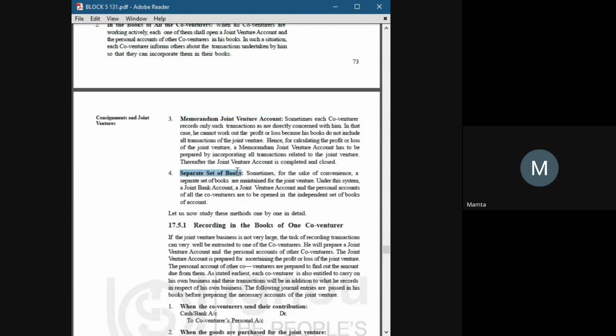Separate set of books. Sometimes for the sake of convenience, a separate set of books is maintained for the joint venture. Under this system, a joint bank account, a joint venture account, and a personal account of all co-venturers are to be opened in the independent set of books of accounts.